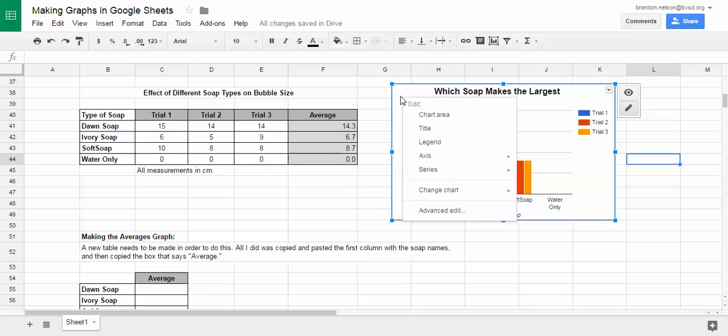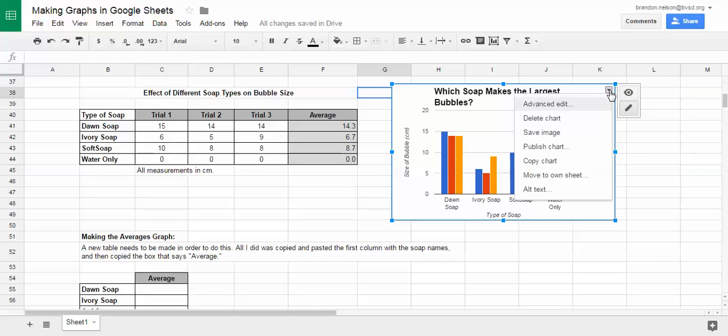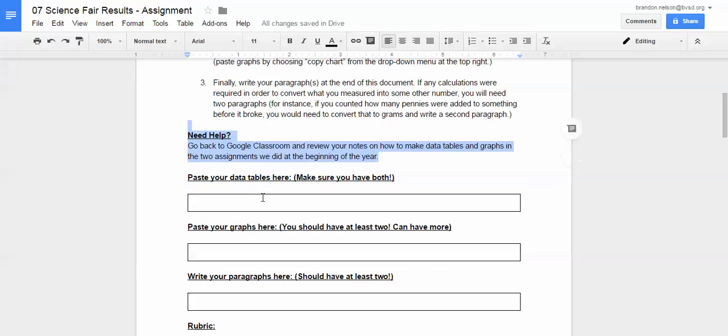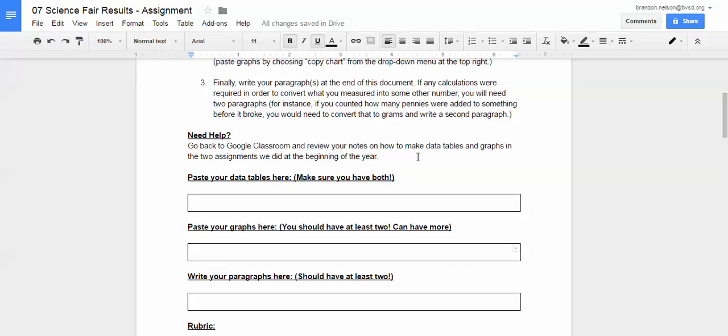A lot of times people have a hard time because they right click and they're like, hey, there's no copy, and if I do Control C, it's not going to copy over either. In Google, you have to go to this drop down arrow on the top right, and you have to go copy chart. Once you've done that, then you can paste it over into the assignment in Google Classroom, and you're going to put all your work into the boxes here on this assignment before you click turn in.